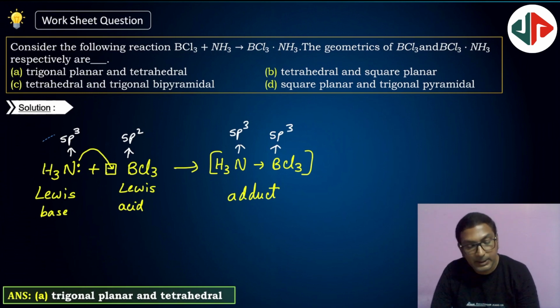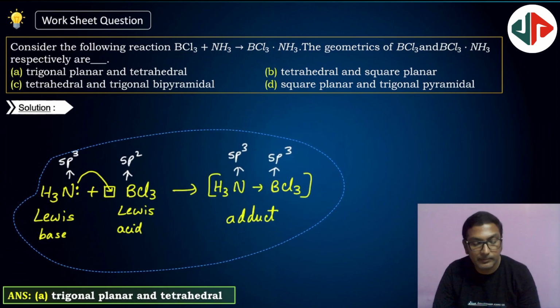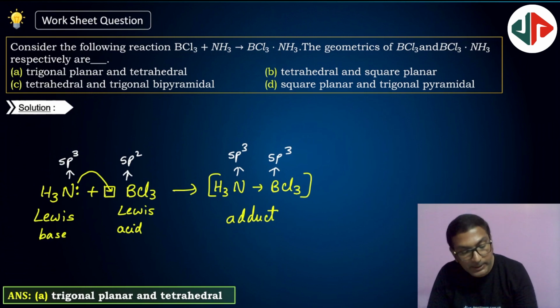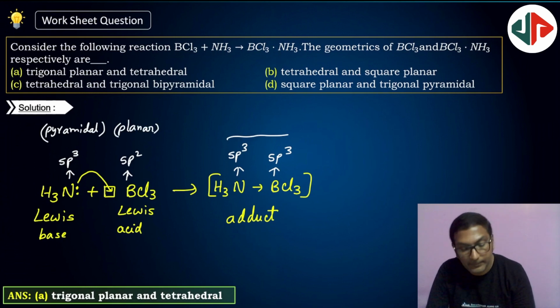Check here. We'll add geometries also. The geometry is very important. Here pyramidal. NH3 pyramidal. Next BCl3 planar. Next here both are tetrahedral.